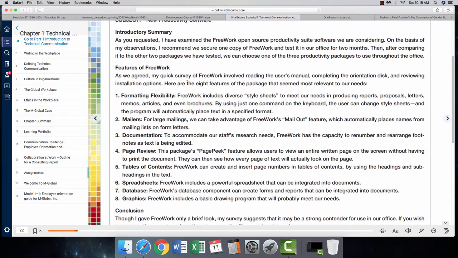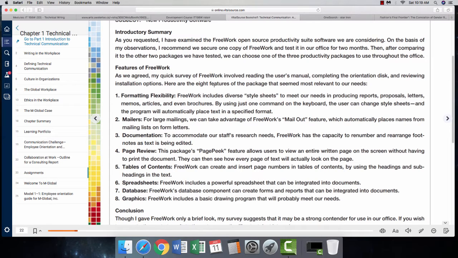Features of FreeWork. As we agreed, my quick survey of FreeWork involved reading the user's manual, completing the orientation disc, and reviewing installation options. If you write social science or science papers for college, you will notice that this line, that's your methods section right here, compressed into one beautiful little sentence. This is what I did. That's your methods section, okay?